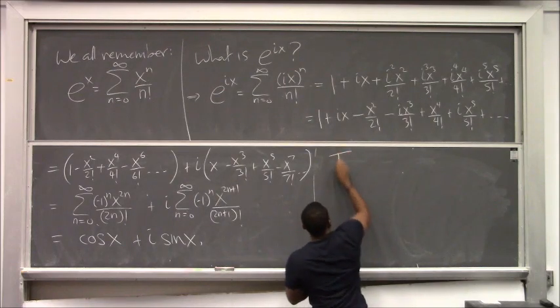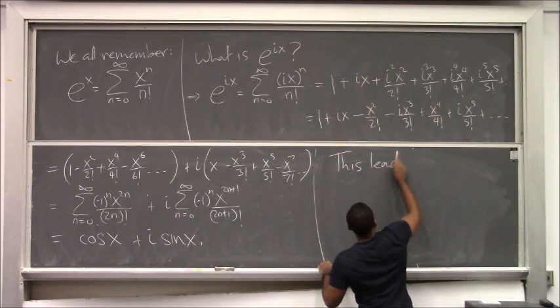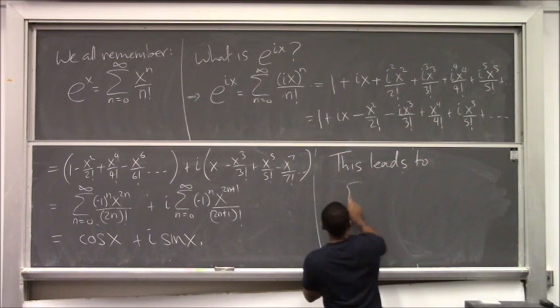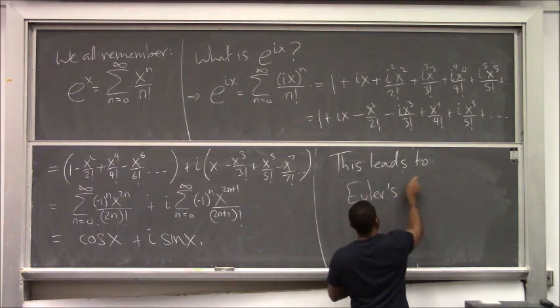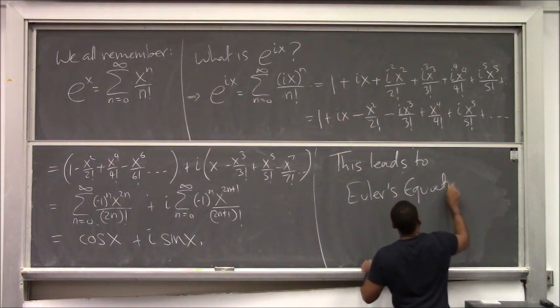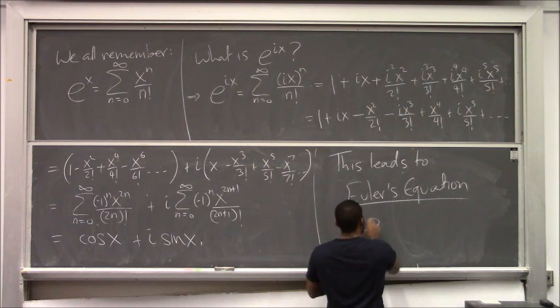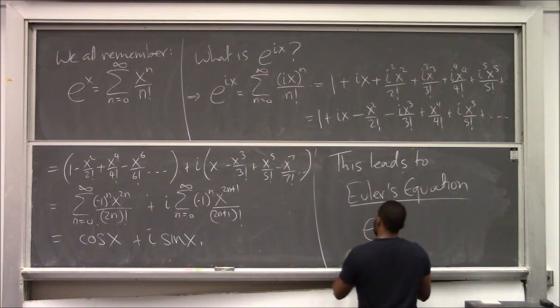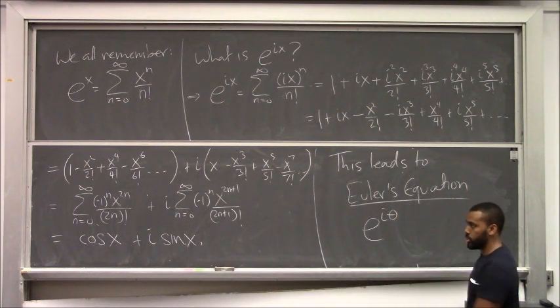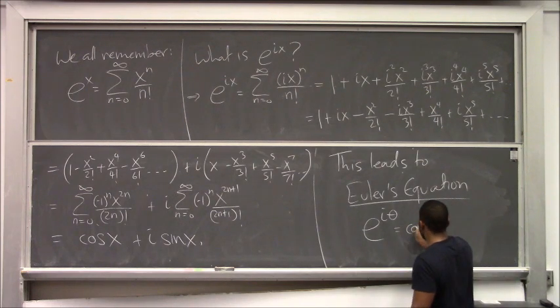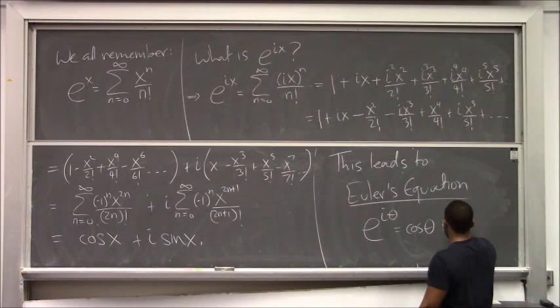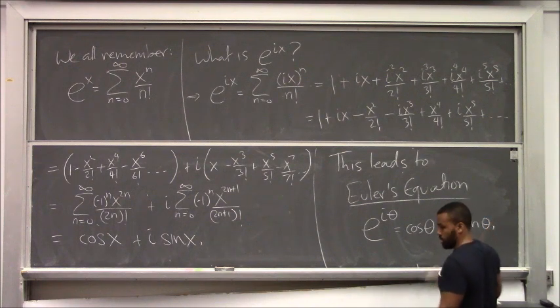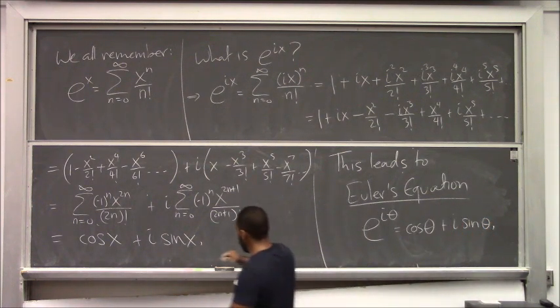So this leads to something called Euler's equation. e to the i times theta, it's usually called theta because we see that trig function show, is equal to cosine theta plus i times sine theta. Very important equation, you need to memorize this.